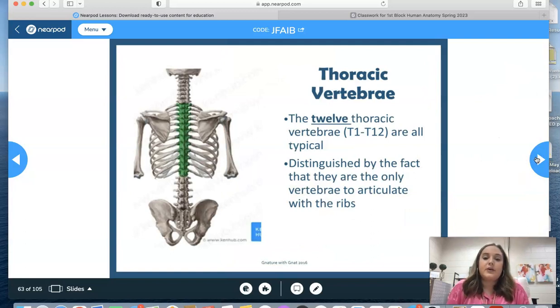The thoracic vertebrae. So you have 12 thoracic vertebrae and they are all typical, meaning they have the same function. They are distinguished by the fact that they are the only vertebrae to articulate with the ribs. So you can see the ribs right here. The thoracic vertebrae are the ones that are touching the ribs. So that's how you can remember the thoracic vertebrae.